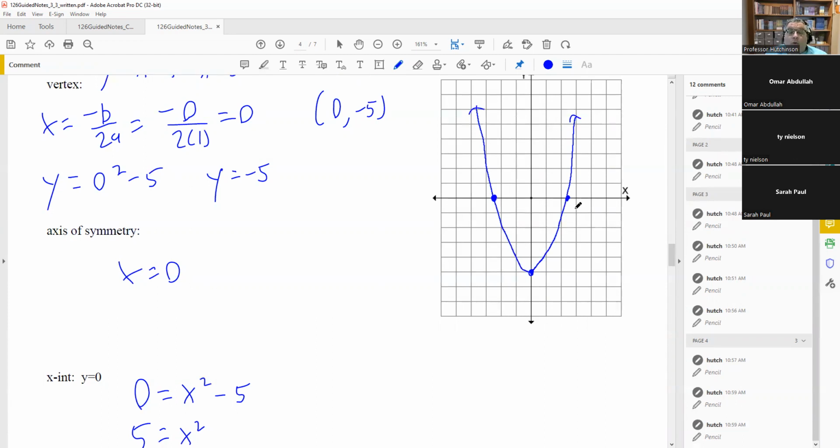Now, when you do these in MyOpenMath, you always have to click on the vertex first. So you'll click on the vertex and then click on either one of the x-intercepts. That's how you lock in your answer when you do these in MyOpenMath.